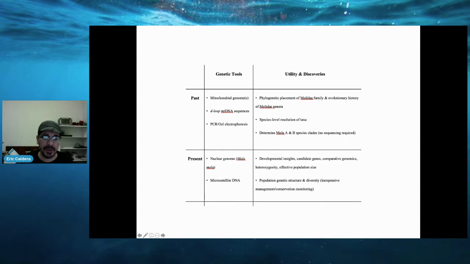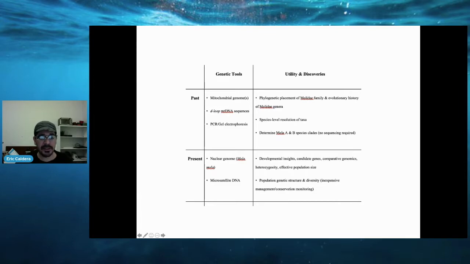So, in the past, some of the ways these tools have really helped us is we can really solidify the history of the three different Mola species, and separate them out from Ranzania and Masturus. It's a really nice, clear phylogenetic result, both across the mitochondrial genome, but then also within just this D loop, we can sequence just a small fragment of that D loop and get this really nice species level classification.